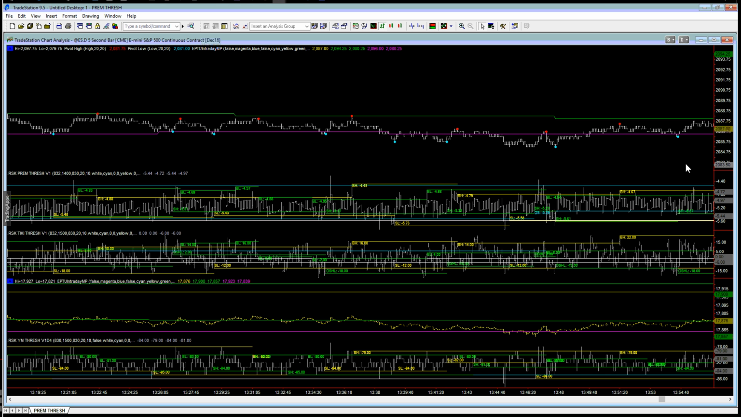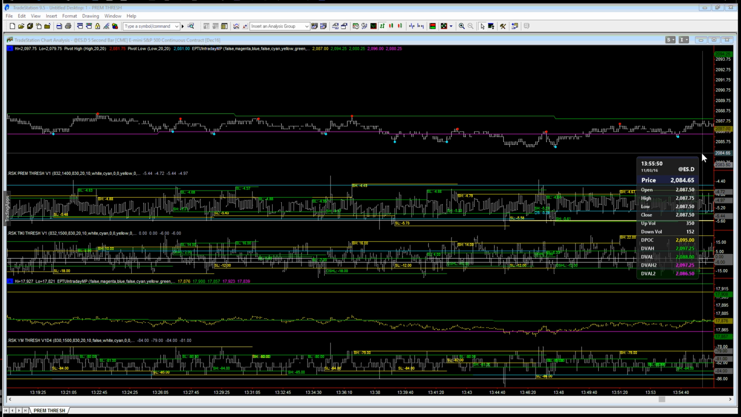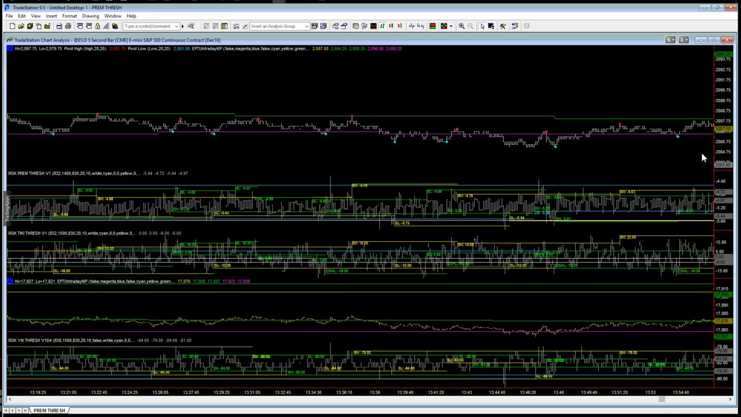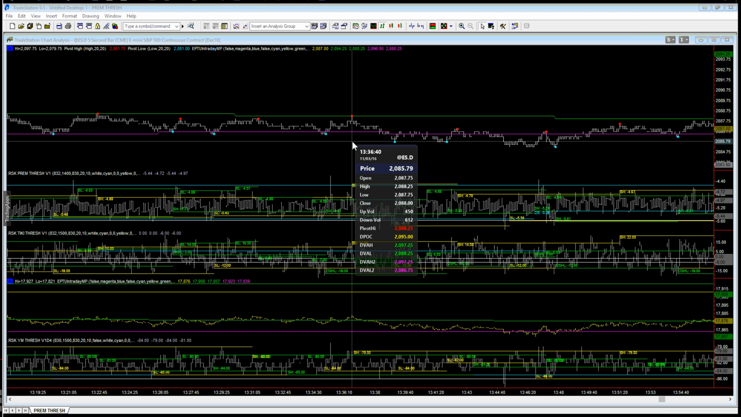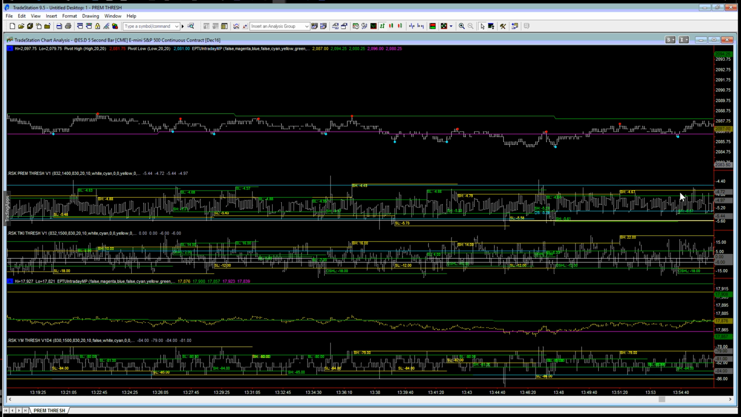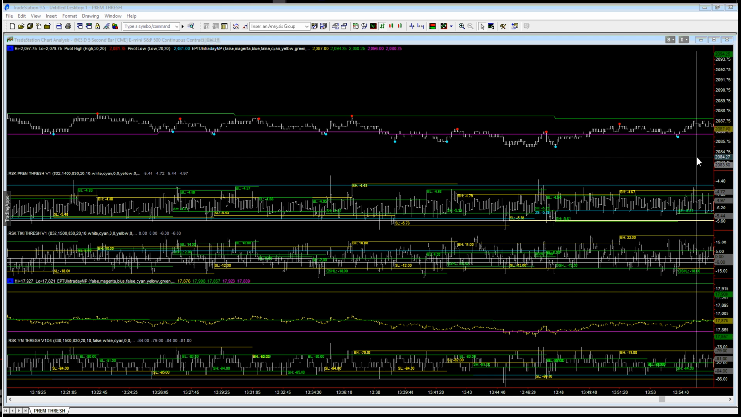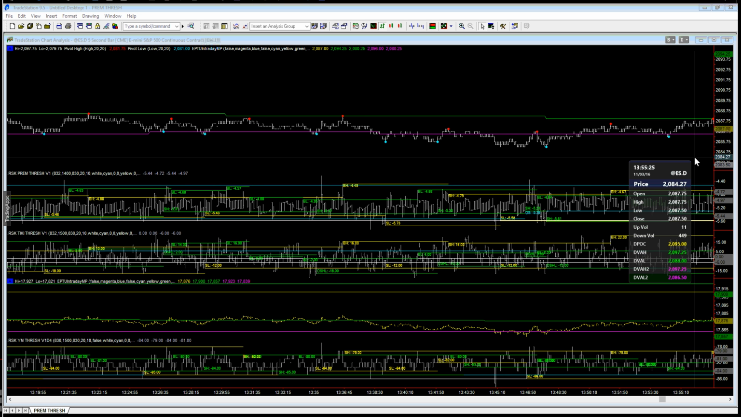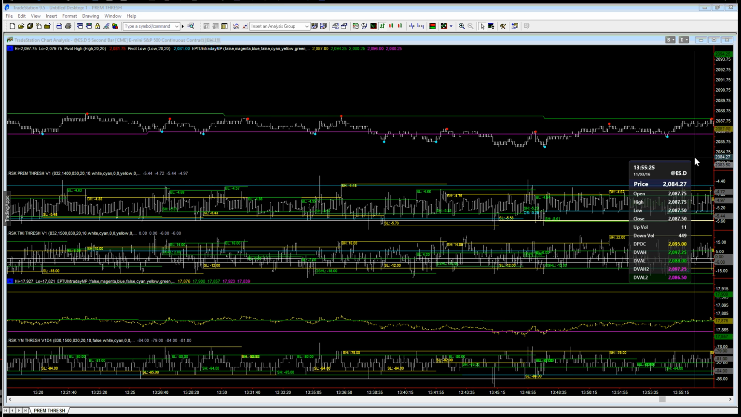Okay, so we're right in here, 87.75, 88.25. First move up here is higher. We should go at least another tick higher. We should take this to 88. There's your 88.